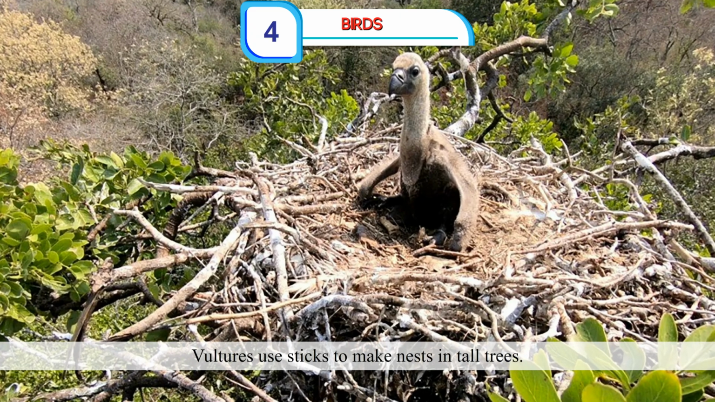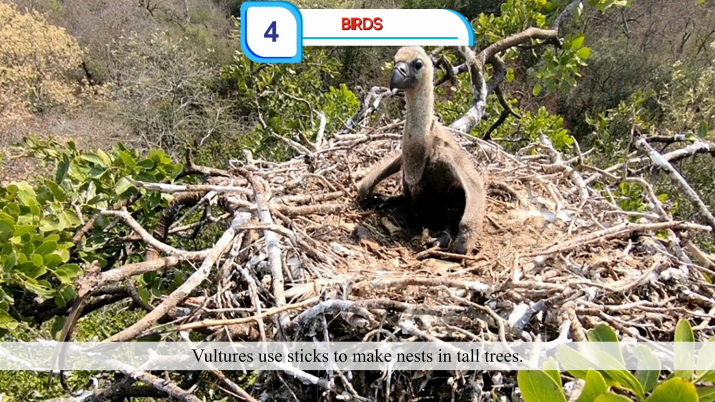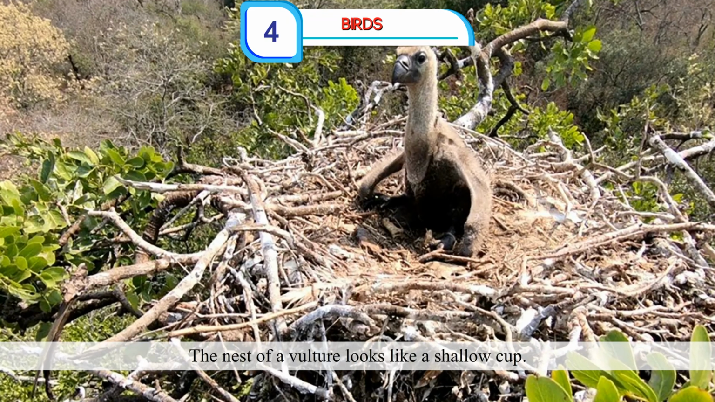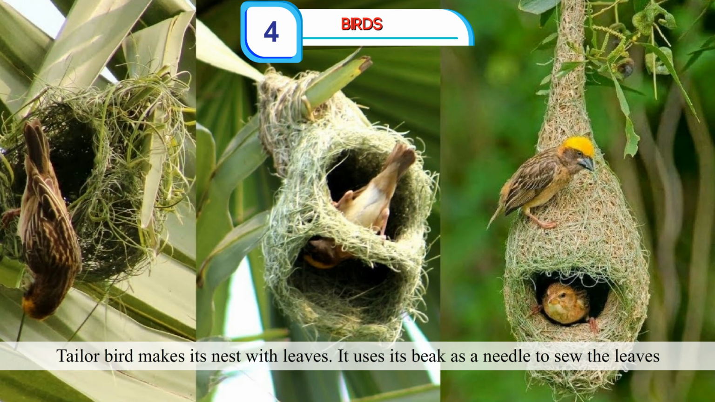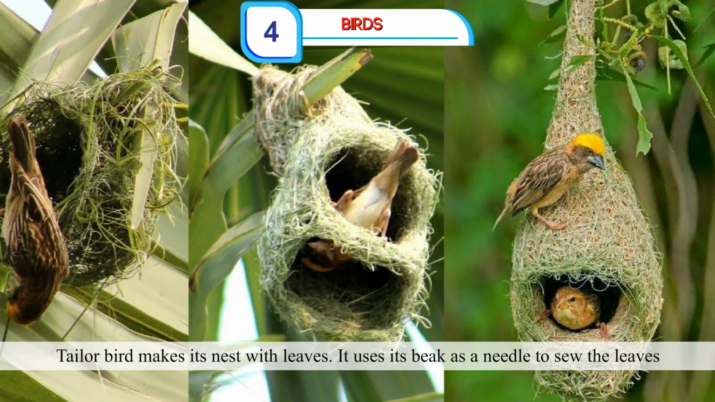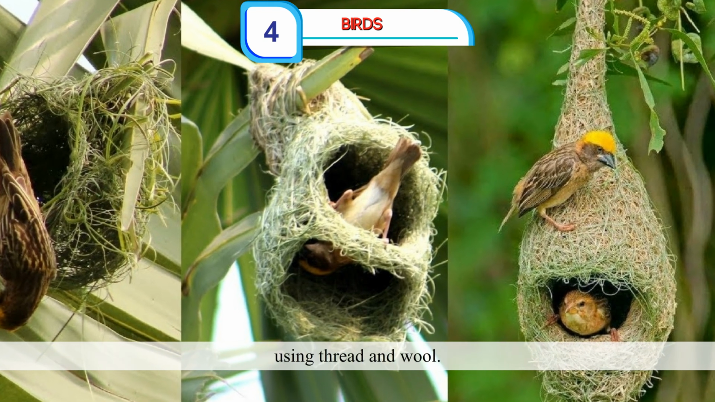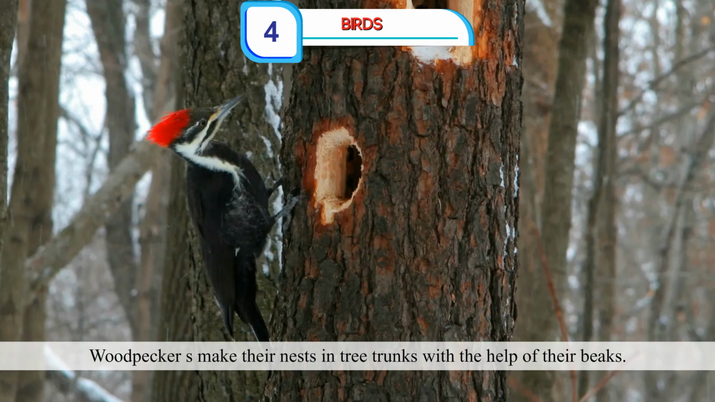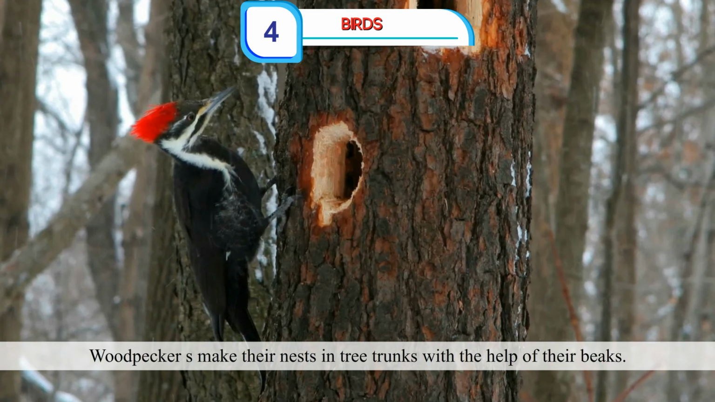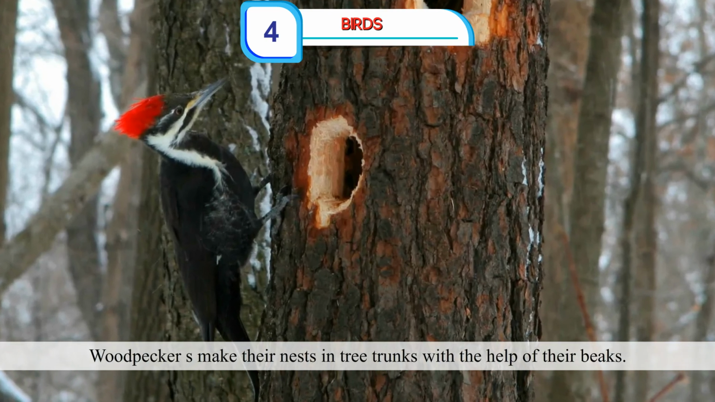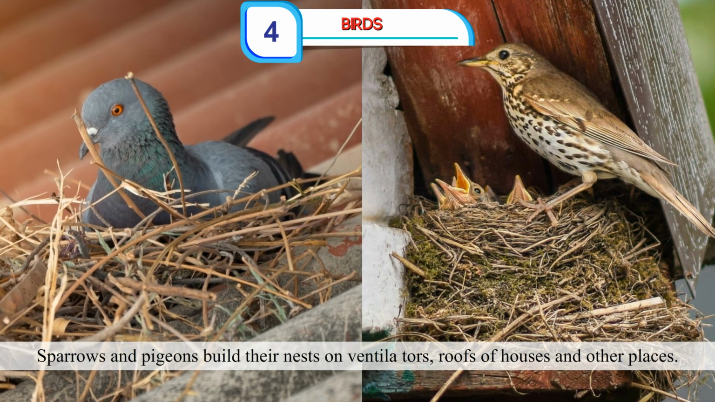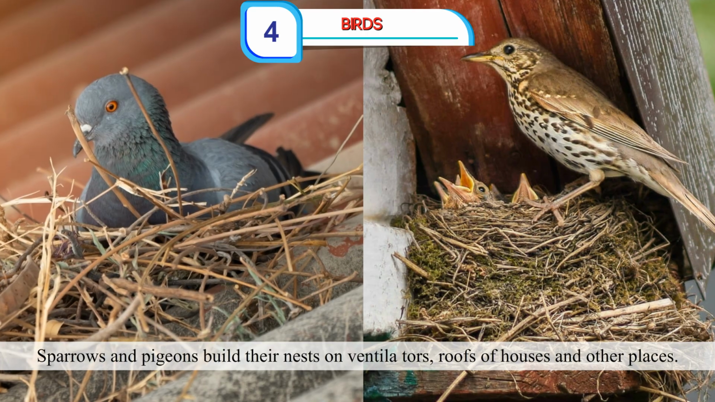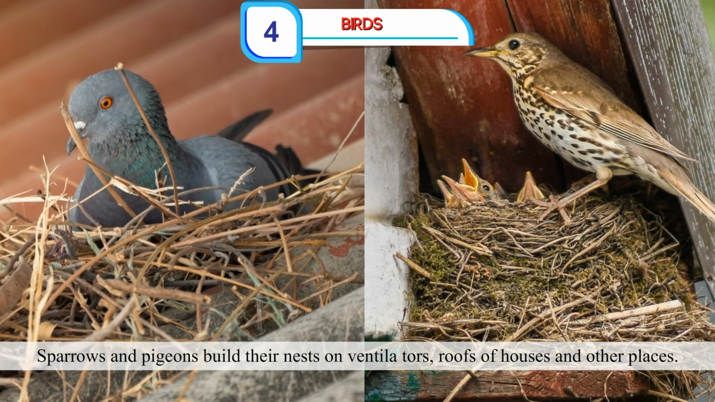Vultures use sticks to make nests in tall trees. The nest of a vulture looks like a shallow cup. Tailor bird makes its nest with leaves. It uses its beak as a needle to sew the leaves using thread and wool. Woodpeckers make their nests in tree trunks with the help of their beaks. Sparrows and pigeons build their nests on ventilators, roofs of houses and other places.